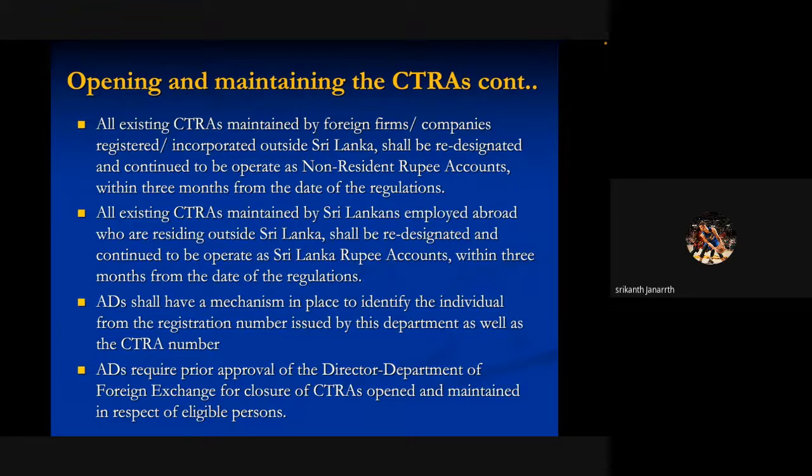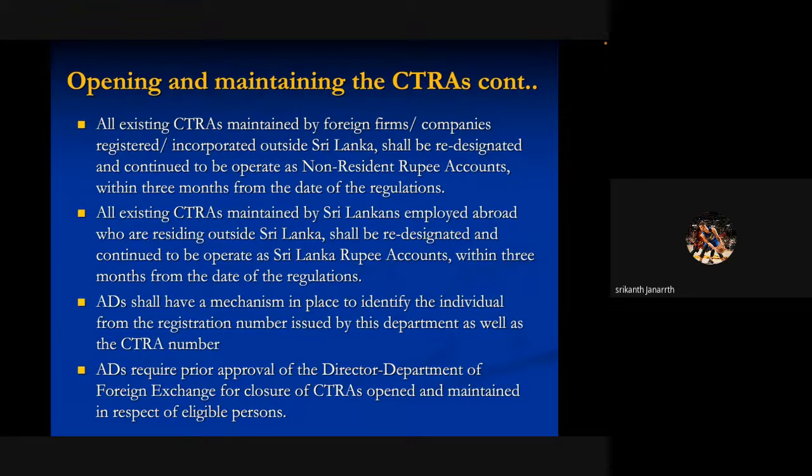So now you could see under the non-resident Rupee account category, there are a few categories getting into that now. One is immigrant. As an immigrant, other than my one CTRA account, all my accounts will be categorized as an NRRA, right? That is one. And the foreign entities registered outside Sri Lanka, when they want to open an LKR account, that also the central bank says now is an NRRA, non-resident Rupee account. So for the moment, there are two categories under NRRA, right?